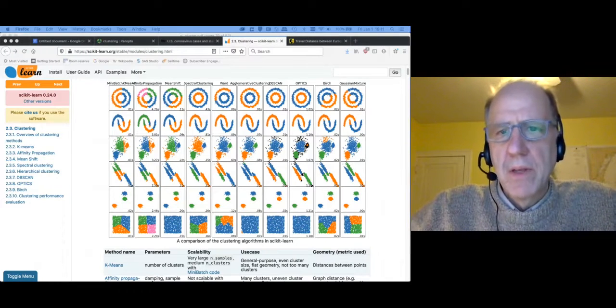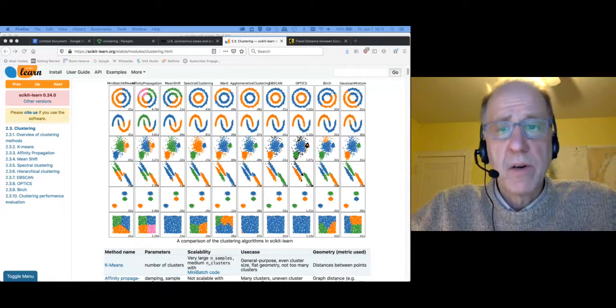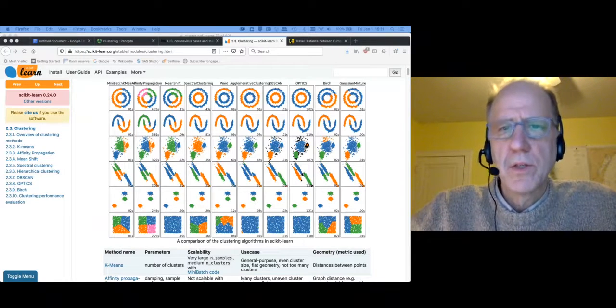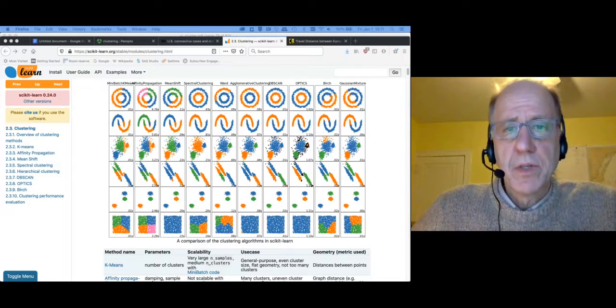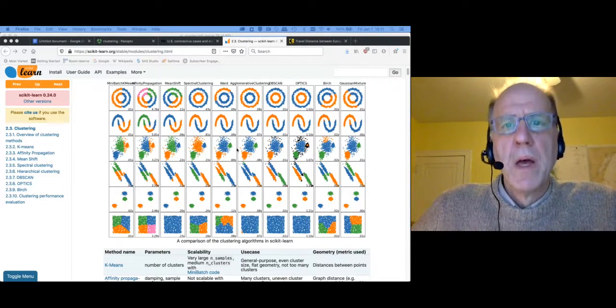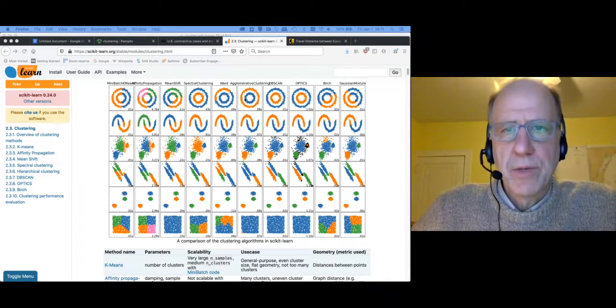So welcome back. The last clustering approach that I want to cover is known as hierarchical clustering, and this is also one of the oldest approaches. If we go back to the figure that we started the whole module with, there's actually two methods here, Ward's method and agglomerative clustering, that are both examples of this hierarchical approach.